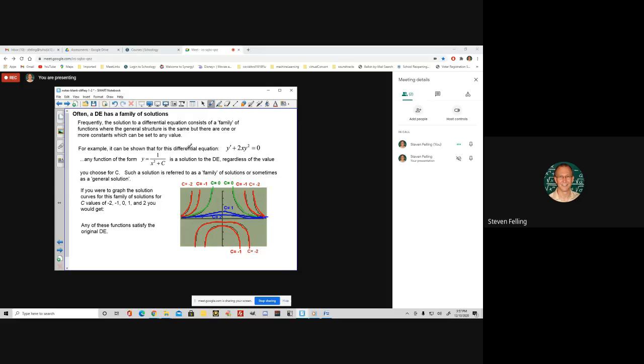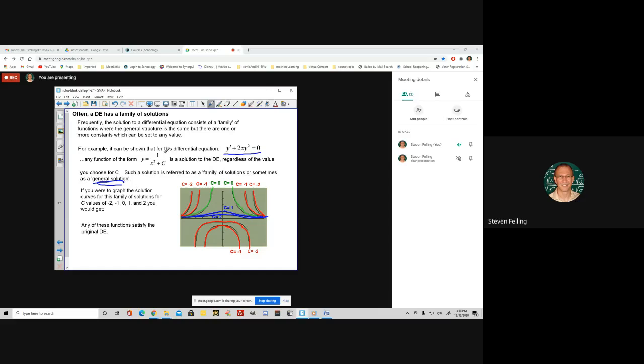So for example, let's say we were given this differential equation, y prime plus 2xy squared equals 0. Through techniques that we'll learn later in the course, we could figure out that any function that has the form y equals 1 over x squared plus a constant c, where c is a numerical constant, is a solution to this differential equation, regardless of what value you choose for c. Such a solution is referred to as a family of solutions, or sometimes we call it the general solution, which is typically what I would call it.